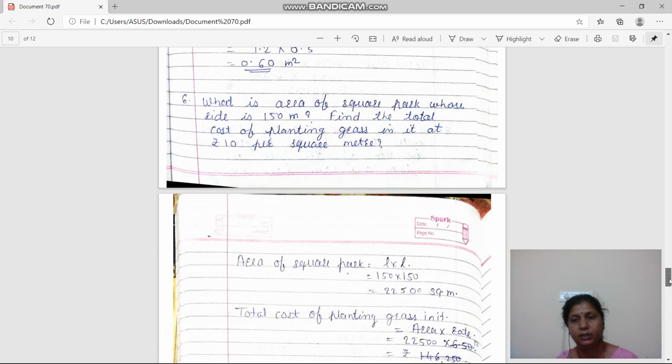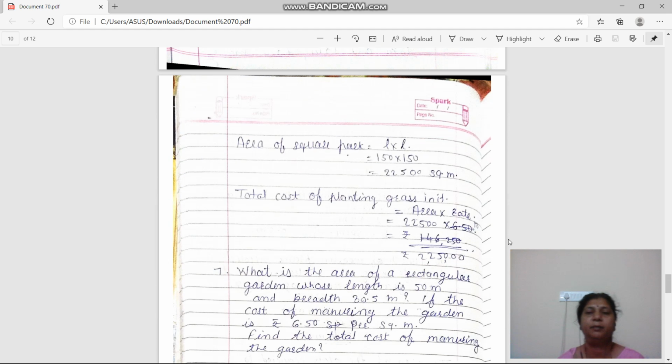So cost is equal to area multiplied by rate. What is the rate? 10 rupees. 22,500 multiplied by 10, we get 2,25,000 rupees. Okay? Does everyone understand? Fine. Let's start the seventh example.